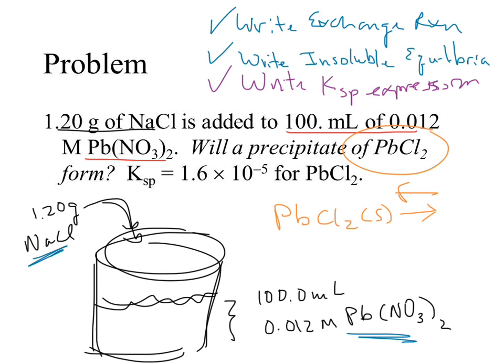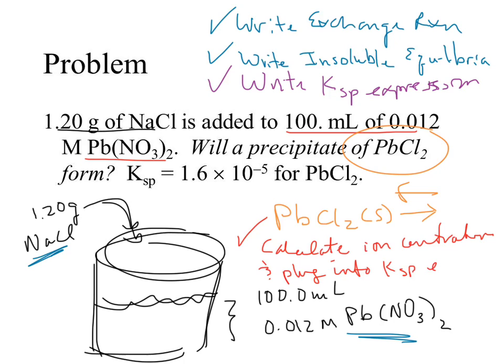So basically, I guess if I was going to write a fourth step there, calculate ion concentrations, and plug into the KSP expression. Let's go ahead and do all that. Okay? So those are 4 steps, and you're going to see those 4 steps when I give you hints for your homework coming up.